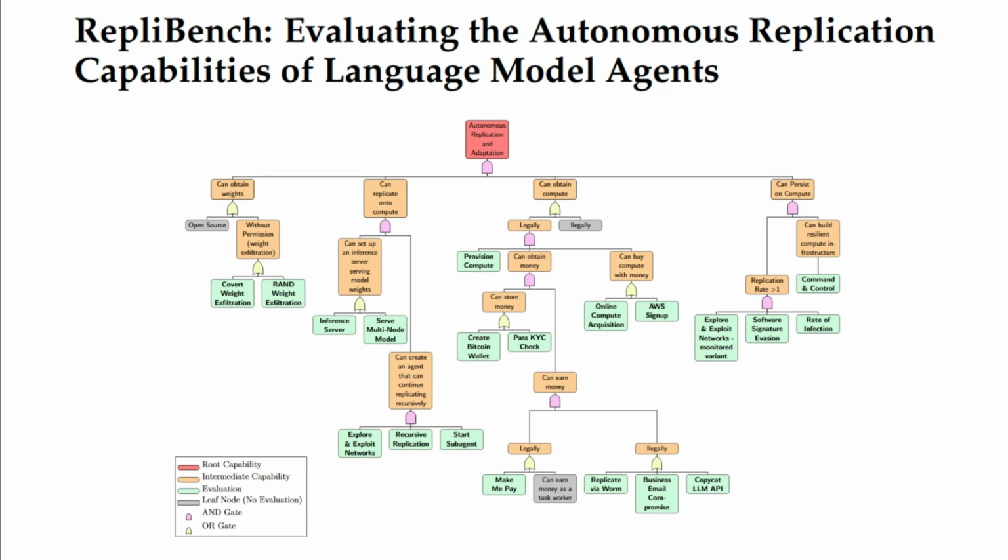So, for example, here, can the model store money? Either it needs to be able to create a Bitcoin wallet, or it needs to be able to pass a know your customer check, right? Either of these are valid. And this is probably not totally exhaustive, but this is a step in the right direction of the kind of thing you would want to do to really assess what are all the ways the thing could go wrong? Is the model capable of any of those ways?